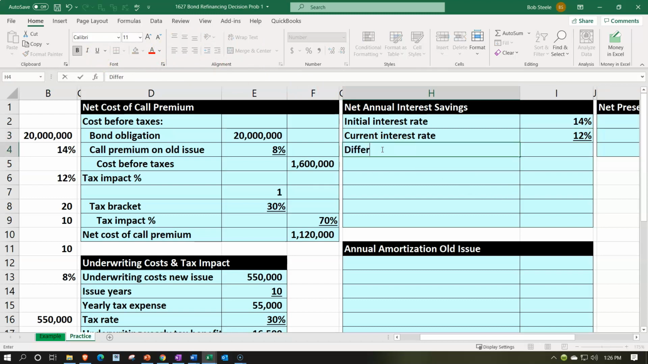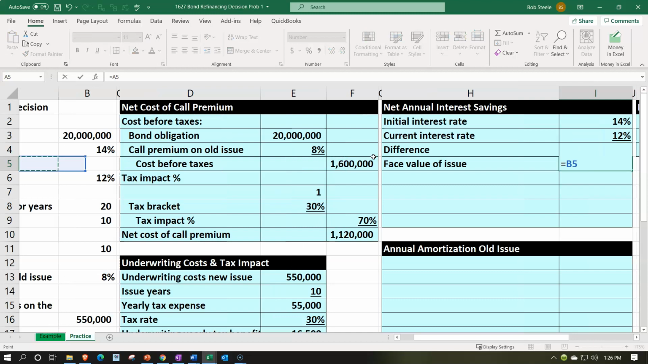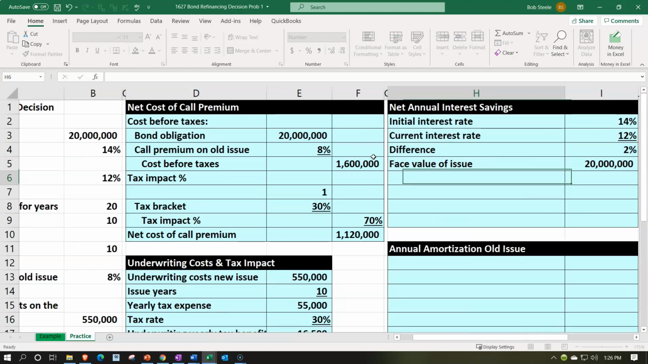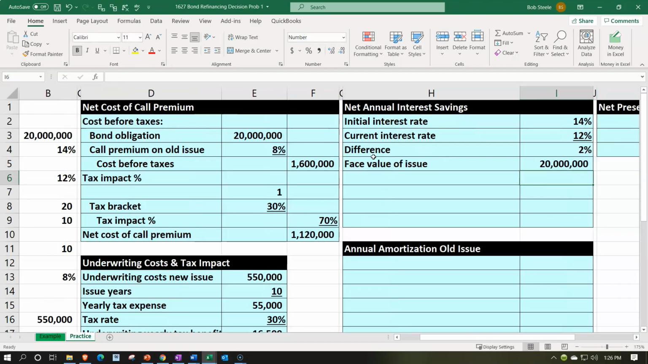So we're going to go to the font group and underline. That's the difference, which is going to be equal to the 14 minus the 12%. Let's make that into a percent by going to the number group and percentifying it. So we'll compare that to the face amount of the issuance. So the face amount is going to be 20,000. 20,000 at the 2%. That's going to give us the net annual interest savings.